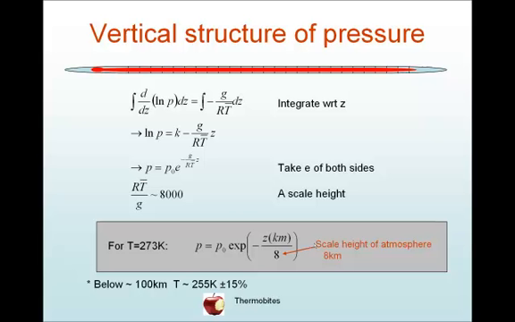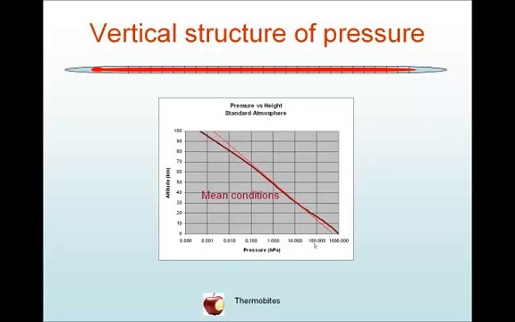So with this equation for the vertical structure of pressure with our scale height, we can plot that, and that's the red line, the thin red line, and then the thick red line is mean conditions. So you can see how well the hydrostatic equation, when integrated to give us the vertical structure of pressure with height, closely matches that for that scale height.